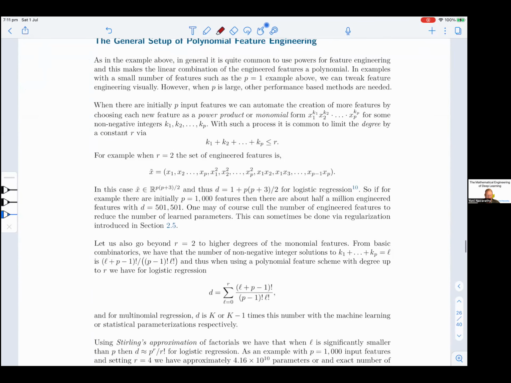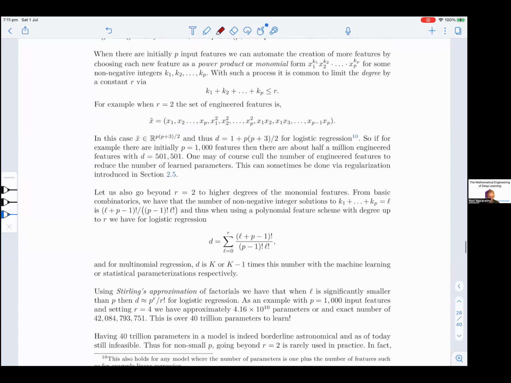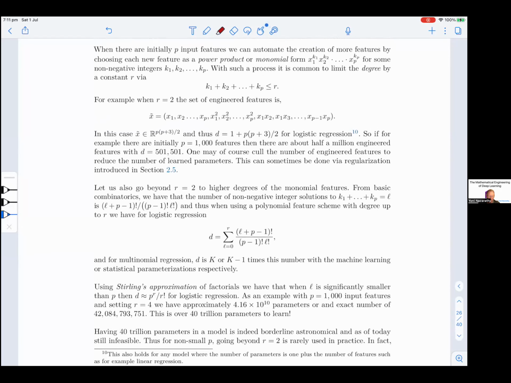When there are initially p input features, we can automate the creation of more features by choosing each new feature as a power product or monomial form, namely this type of thing: x1 to the power k1 times x2 to the power k2 times up to xp to the power kp for some non-negative integers k1, k2, kp. Of course, they can be 0 and then that feature is not there. With such a process, it is common to limit the degree by some constant r, namely the joint degree of everything, k1 up to kp, is going to be less than or equal to r.